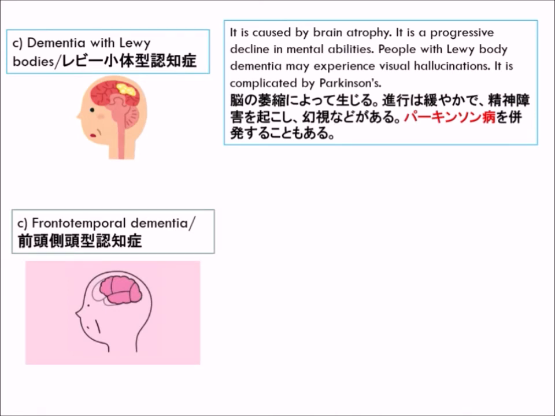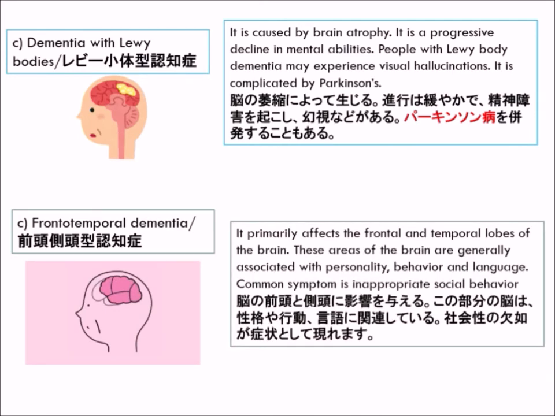Frontotemporal dementia primarily affects the frontal and temporal lobes of the brain. These areas of the brain are generally associated with personality, behavior, and language. A common symptom is inappropriate social behavior.